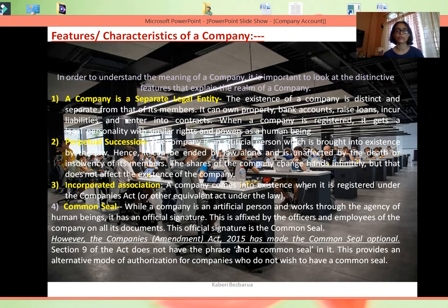But there is an exception to this by the amendment of the Companies Act in 2015. This common seal has been made optional. So any authorization on behalf of the company can be done even if it doesn't have a seal. Yes, so this has become optional, but still it's one of the unique characteristics of a company.